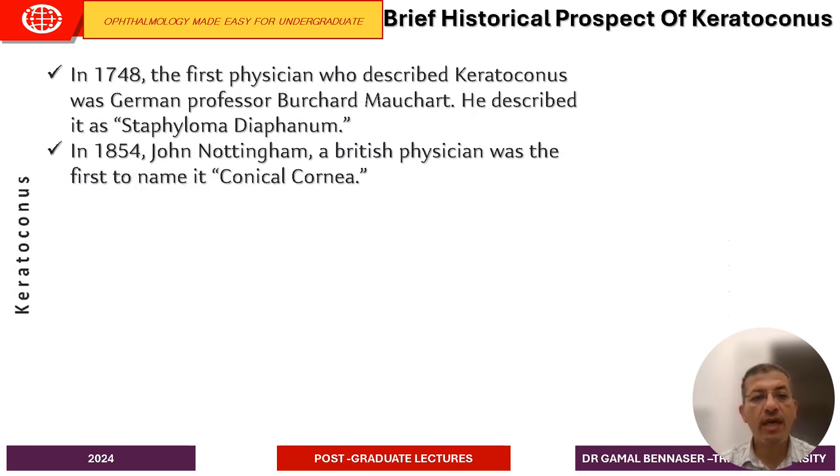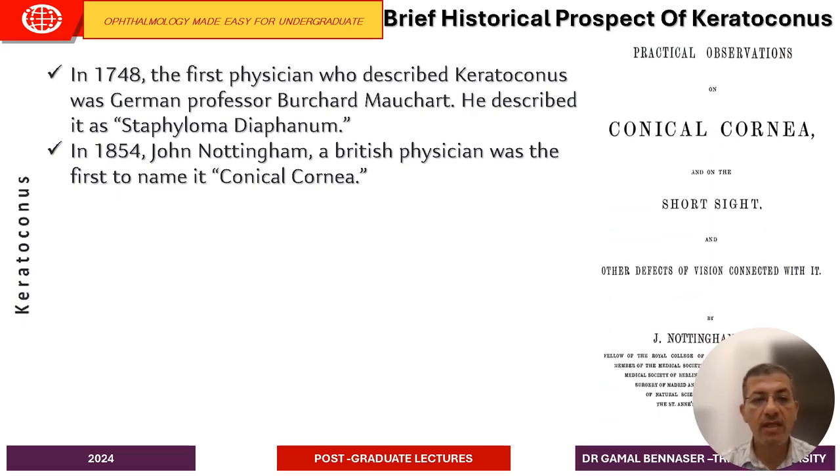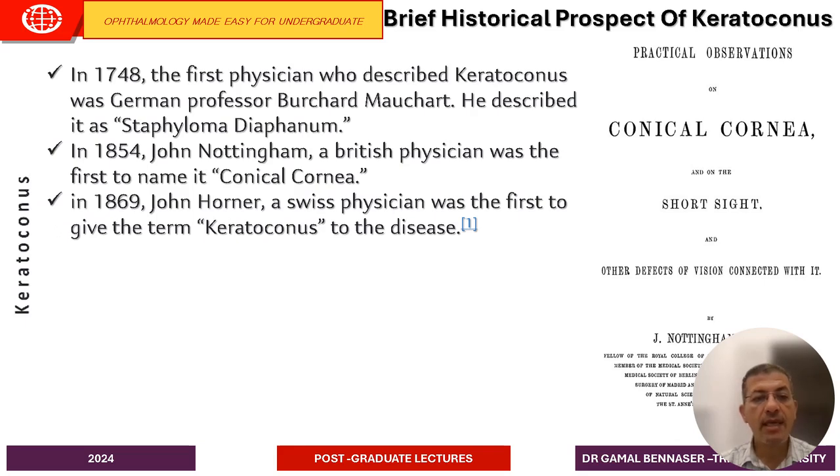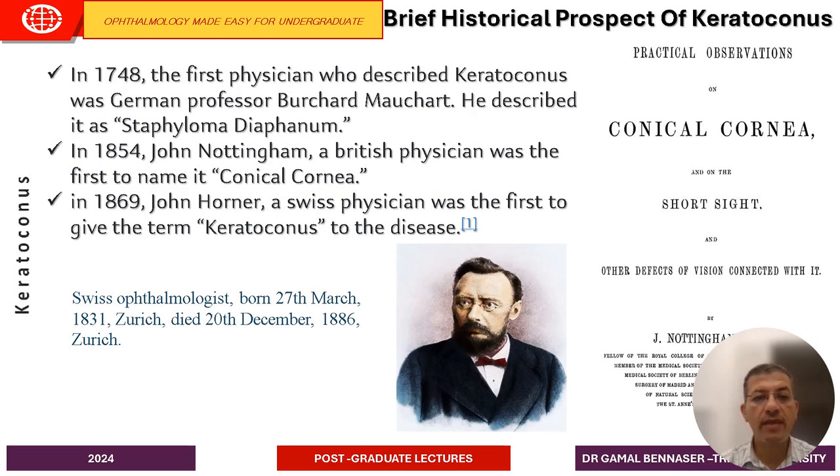Then in 1854, John Nottingham from the United Kingdom used the term conical cornea to describe this condition, and he published a paper about it. And then in 1869, John Horner, a Swiss physician, first used the term keratoconus. Up till now, we use this term to describe this disease, and Horner is a famous doctor who also described Horner syndrome. So it started from Germany as Staphyloma diaphanum, then Britain used the term conical cornea, and it ended with the Swiss physician giving the name keratoconus.